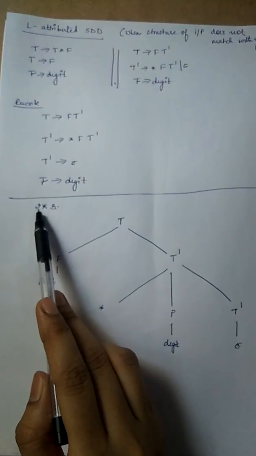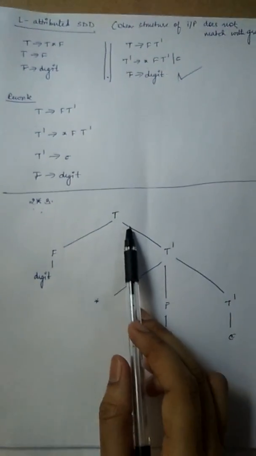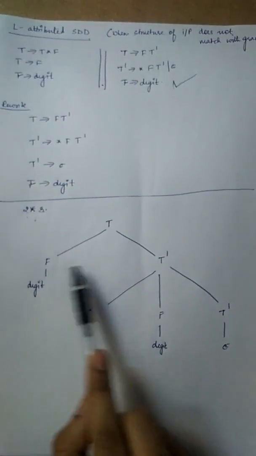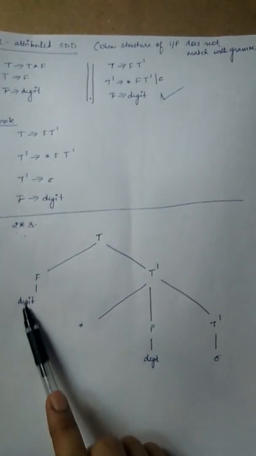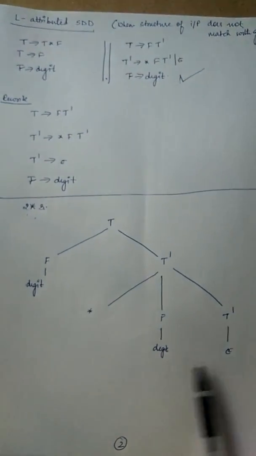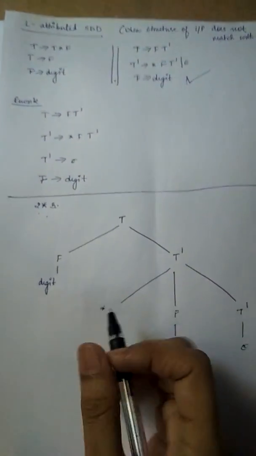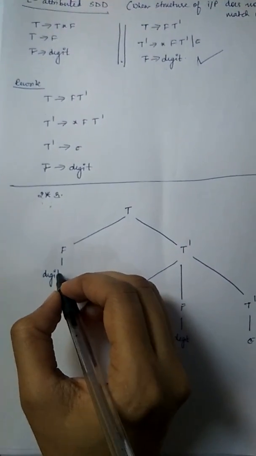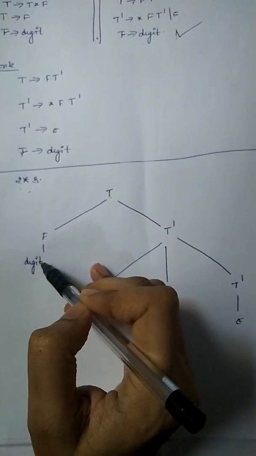I have taken an example 2 star 3 and I have used this grammar to write the parse tree over here. So this is how I write the parse tree for 2 star 3. T gives F T dash, and then T dash is broken into star F T dash, and then F leads to digit, F leads to digit, and then T dash gives epsilon. Now this is very important, guys, so concentrate here. We start from the top and then we reach the bottom. Let's see how it is actually top down.